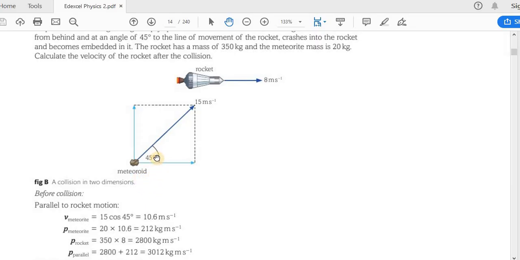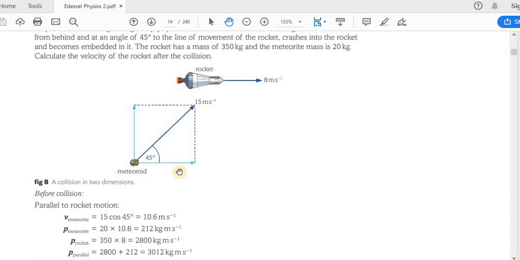We can resolve the velocities in the x direction and the y direction, and then find the total momentum in the horizontal, that is the x direction, and the total momentum in the y direction, before and after, and always it should be the same. So total momentum before impact should be the same as after impact in both the x and y direction.